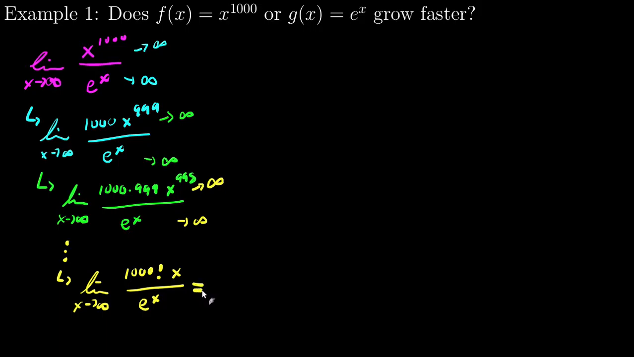But when I take this derivative, the important part is eventually this numerator is going to go to a constant, 1000 factorial. The denominator is still going to be e to the x because the derivative of e to the x is e to the x no matter how many times I take it. And when I have a constant, even an exceedingly large constant like 1000 factorial, divided by something going towards infinity, it equals 0. What that means is that the bottom was growing bigger than the top, so g of x grows faster.